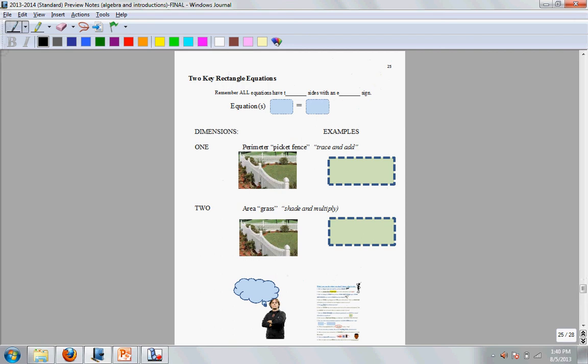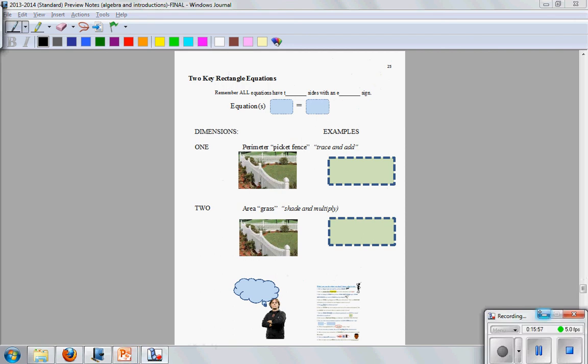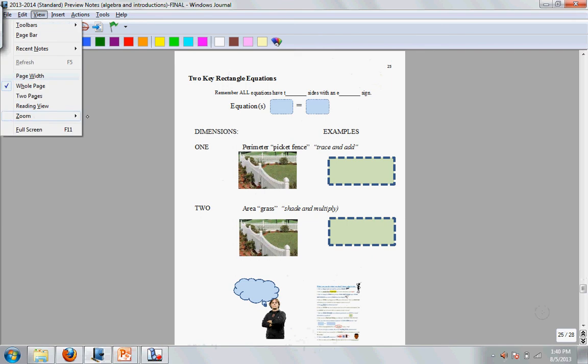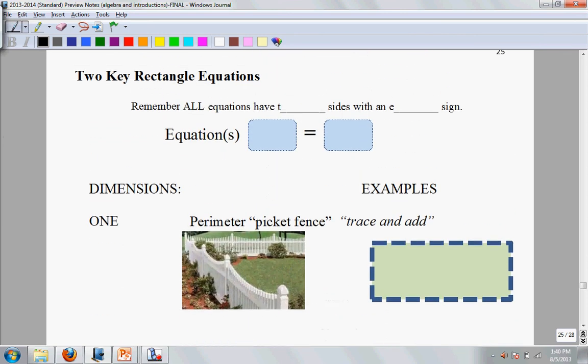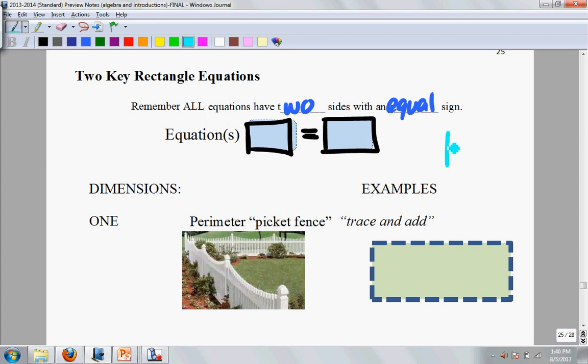Before we actually use this, let's go ahead and cover a couple equations that I'd like you to remember. Very important. When you're working with equations, remember that all equations have two sides with an equal sign. So when you write equations, you're going to have an equal sign, and you're going to have something to the left and something to the right. If I ask you to write an equation and you put something just hanging there like this, that's not an equation, that's an expression. You'll get the hang of it in just a moment.